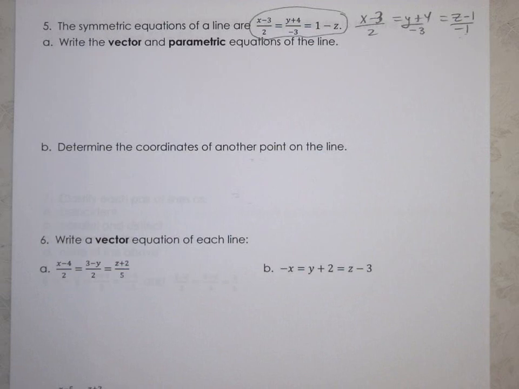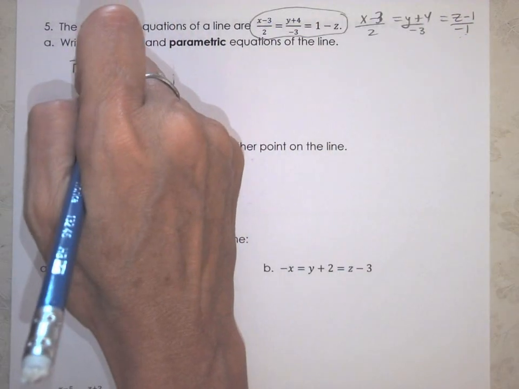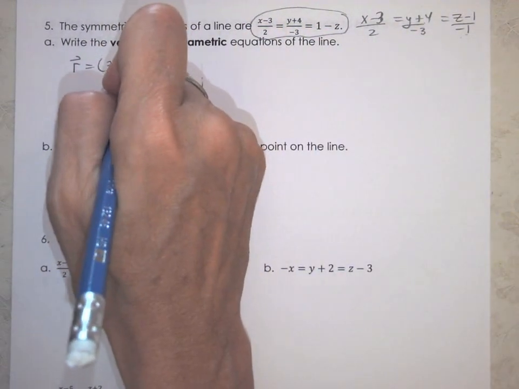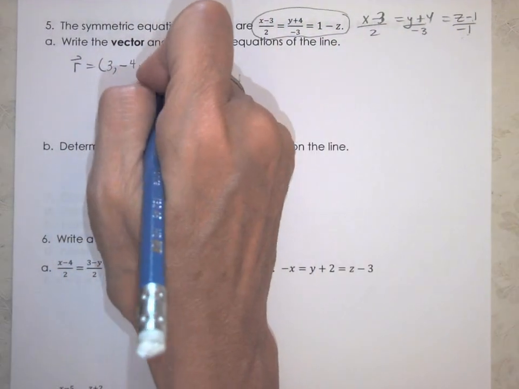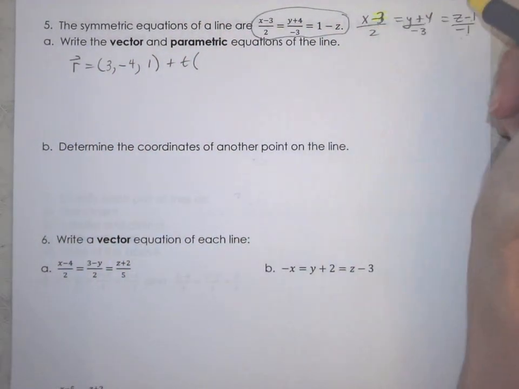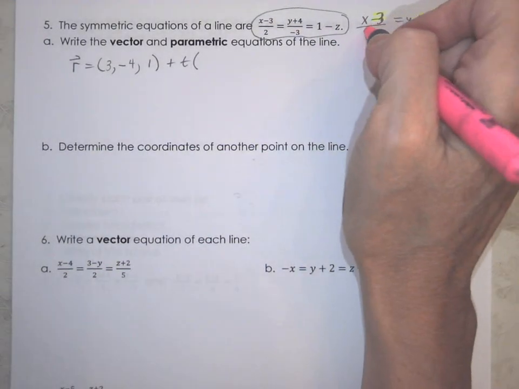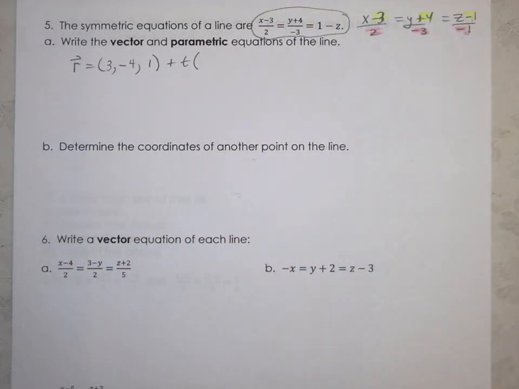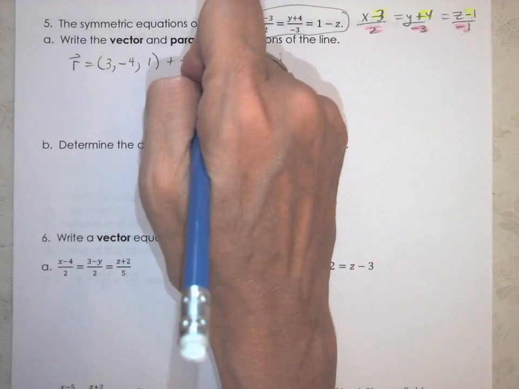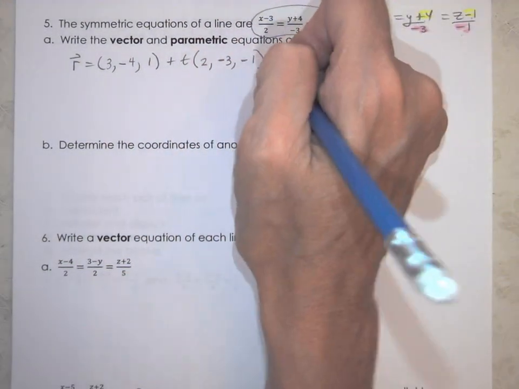Okay, so now we have it in symmetric form, and that's important because we want to know the point. And for our vector equation, we want to know the point and the direction. So the point is going to be 3, -4, +1, plus t times, so our point comes from the opposite, it's from here, and the same direction numbers from the denominator. So plus t times our direction vector, which is 2, -3, -1. So that's our vector.